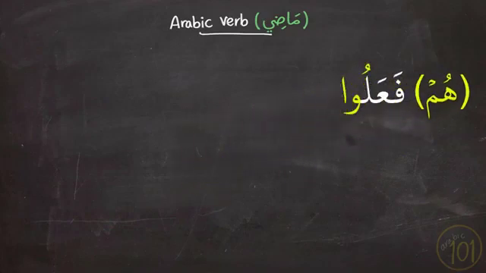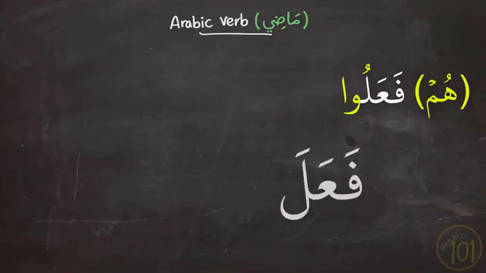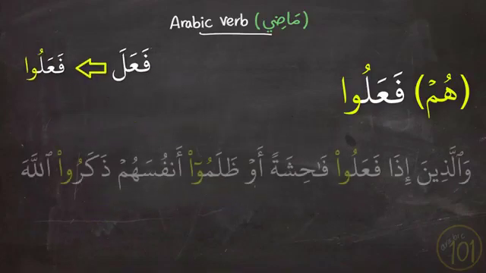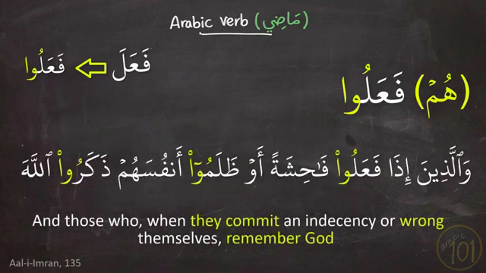Next is the conjugation with hum, or in English, they. And for this, you're going to add waw, alif, and before them, you're going to turn the fatha at the end of the verb into dhamma. So you would then turn fa'ala into fa'alu, like in this example. وَالَّذِينَ إِذَا فَعَلُوا فَاحِشَةً أَوْ ظَلَمُوا أَنفُسَهُمْ ذَكَرُوا اللَّهَ. Here we see three verbs that have the same ending to indicate that they are all conjugated for the same pronoun.